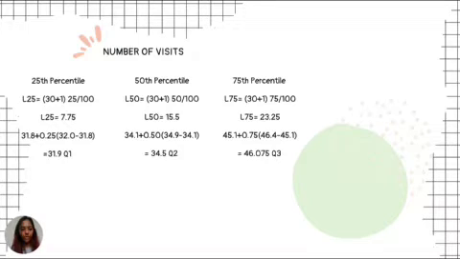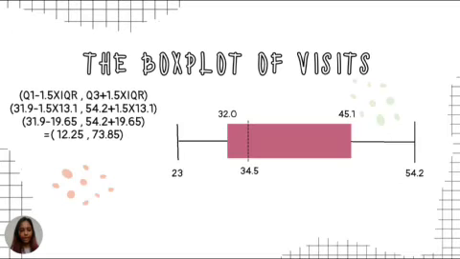The same goes for the 50th percentile. We calculate L50 and we will get 15.5, and then for Q2, using the same method as the 25th percentile, we will get 34.5. Then for the 75th percentile, the same goes: for L75 we will get 23.225. For Q3 we will get 46.075. Next, the box plot of visits.